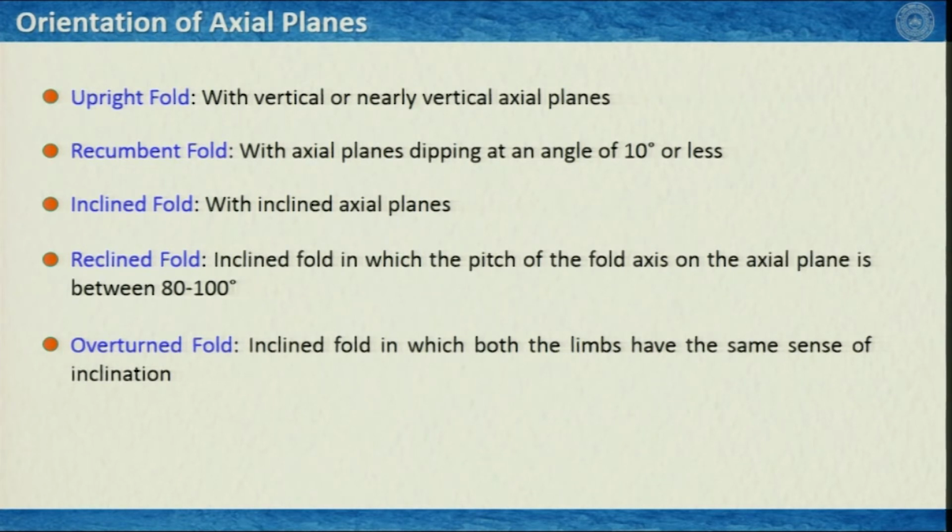An overturned fold is also a kind of inclined fold in which both of the limbs have the same sense of inclination. So, based on the orientation of axial planes, we classify folds as upright folds, recumbent folds, inclined folds, reclined folds and overturned folds. The definitions are given here, and now we will see them in the form of illustrations.